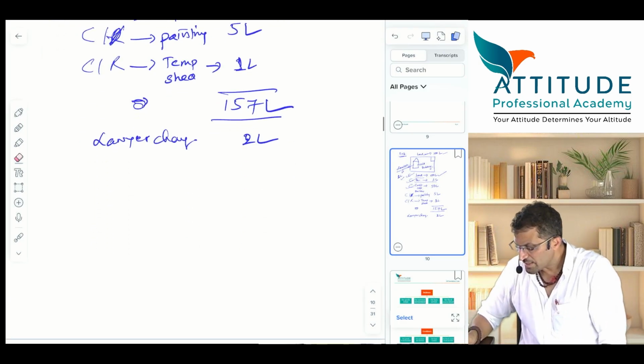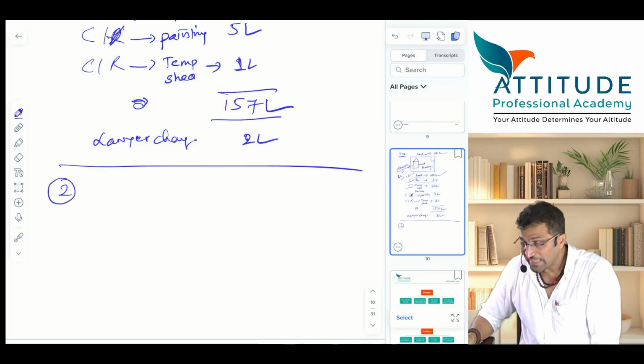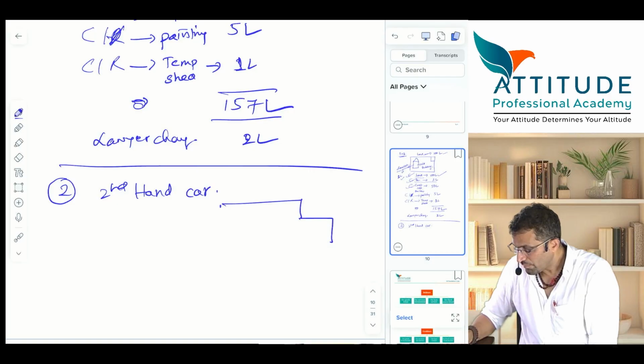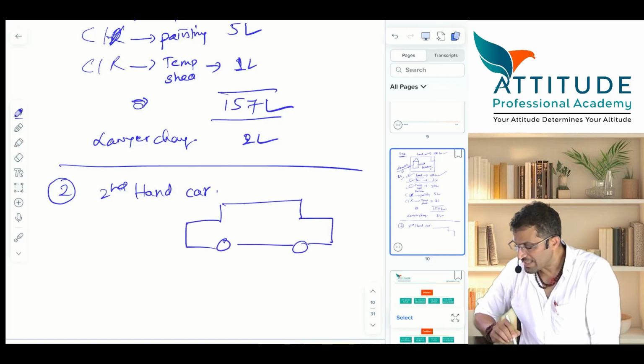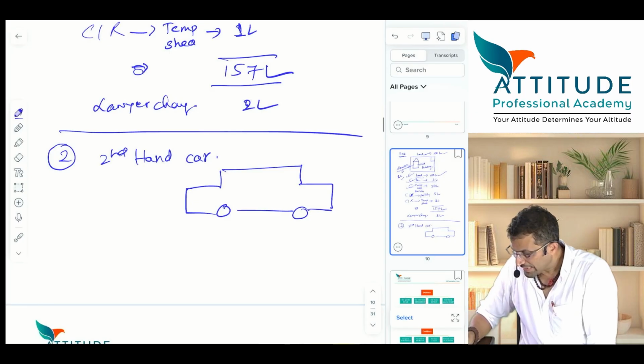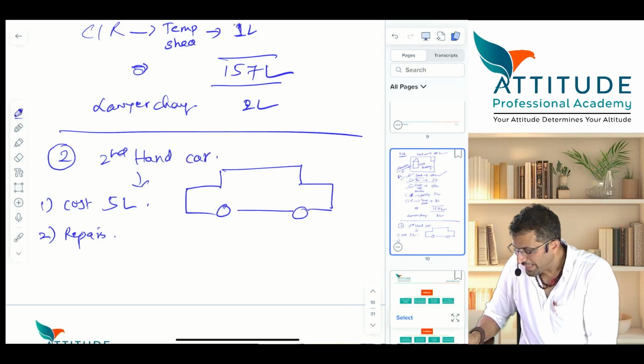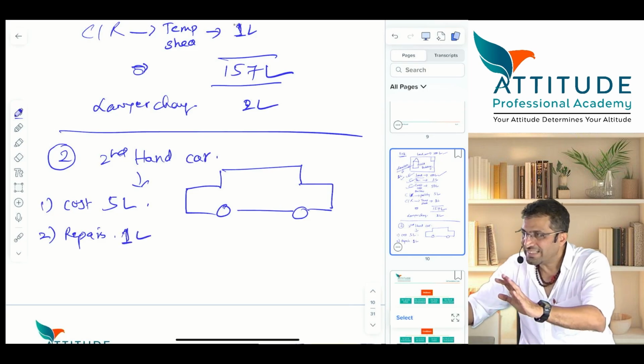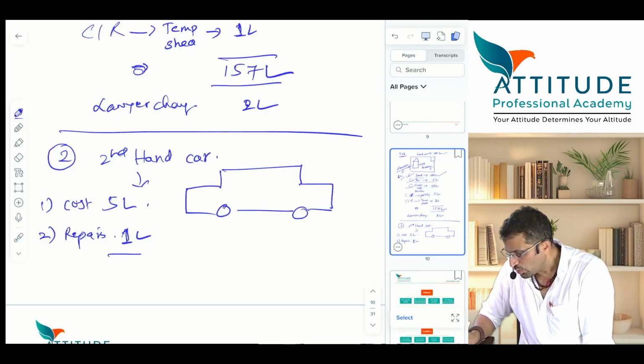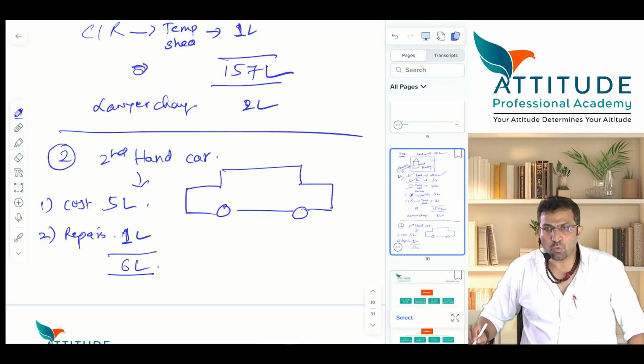Okay. Now answer this. Second example. I have purchased a second-hand car. I want to run a taxi business, so I have purchased a second-hand car for rupees 5 lakhs. Cost. Then I do the repairs. Repairs 1 lakh. Just to maintain that. Total how much? 6 lakhs. Now tell me, what is 5 lakhs?